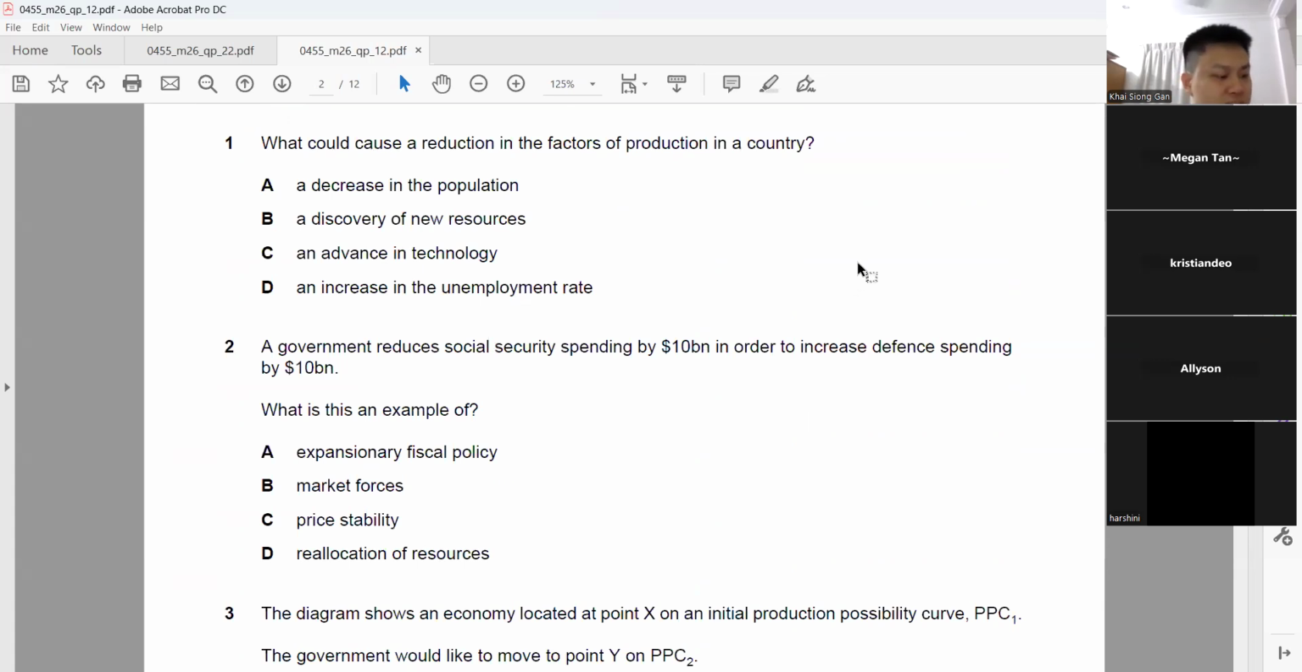Okay, so let's have a look into the first question. What could cause a reduction in the factors of production in a country? So what will be your answers? We will finish up this paper 1 first before we move on to the paper 2 structured questions. The first question: which of the following will result in a fall in the factors of production? A reduction. One tip here is that a reduction in the factors of production means these are the resources that initially you had, but now you do not have anymore.